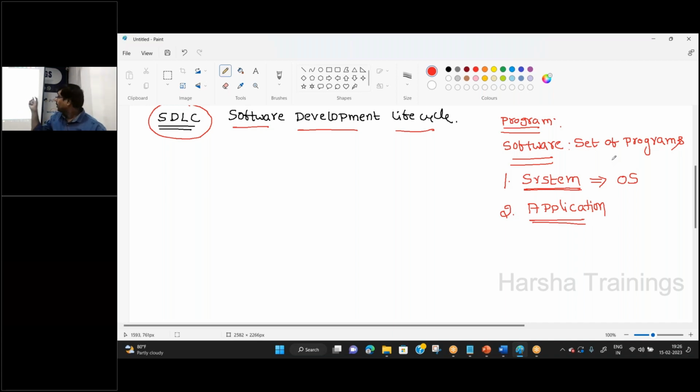Now, without an operating system, is it possible to run a system? No. So finally, what is system software? System software is a software that is used to run the application. Suppose BookMyShow software is available, or simply VLC media player is available. Without OS, is it possible to run VLC? No. That means by using system software, we are running the application software.